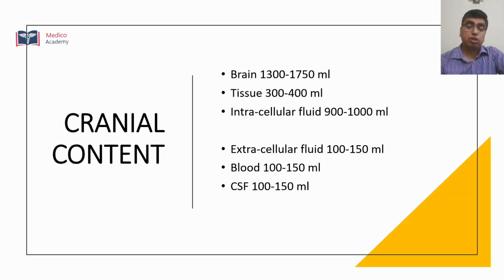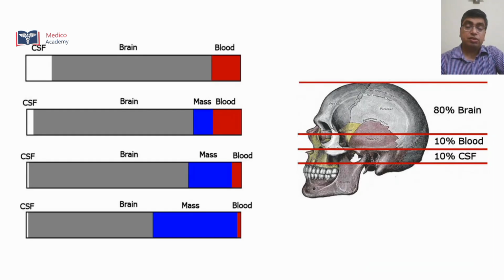To talk more about how the intracranial pressure increases, we should know the cranial contents. The cranium is full of brain, 1300 to 1750 ml. Tissue is there, 300 to 400 ml. Blood is around 100 to 150 ml and CSF 100 to 150 ml. This schematic presentation nicely shows that normally we have around 80% brain tissue, 10% blood and 10% CSF.